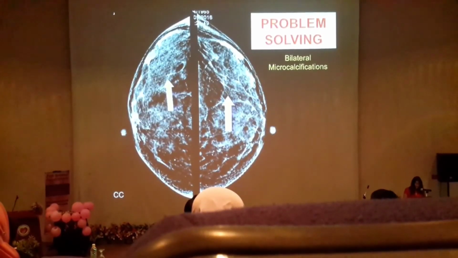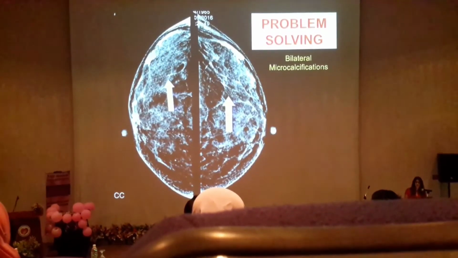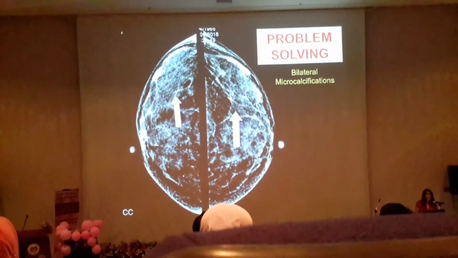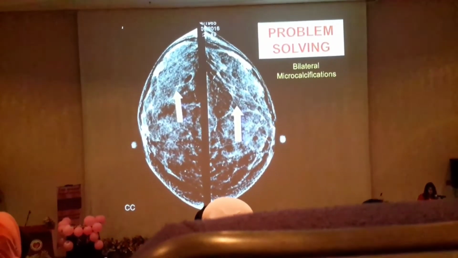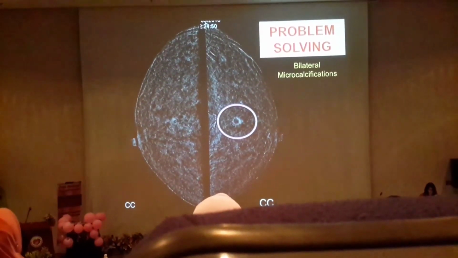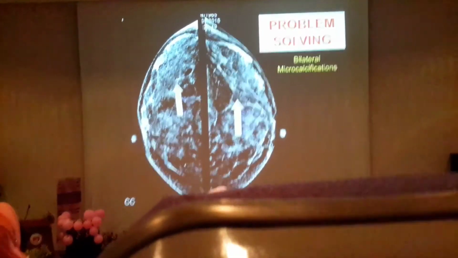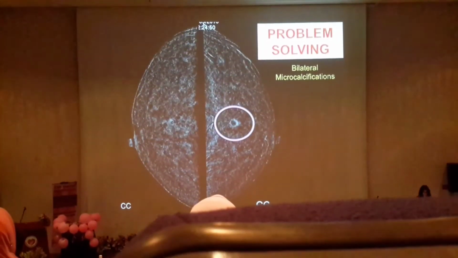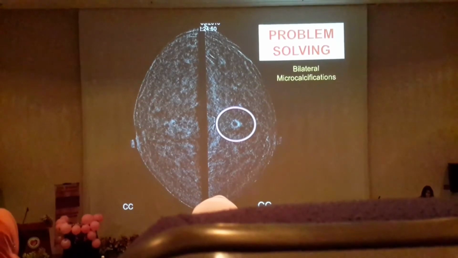This was a patient who had bilateral microcalcifications, which was increasing. She was on follow-up, and it was increasing in number. And so we decided to go contrasted. As you can see, despite her breast being very dense, this is a type D density breast, we managed to suppress most of the density, and you get this.